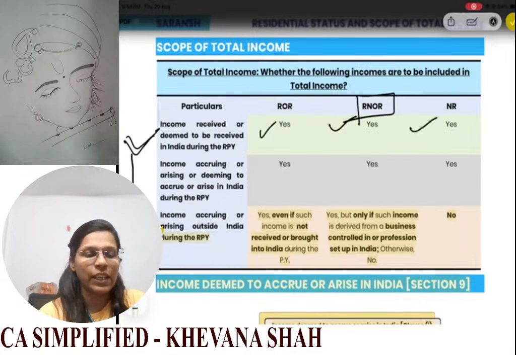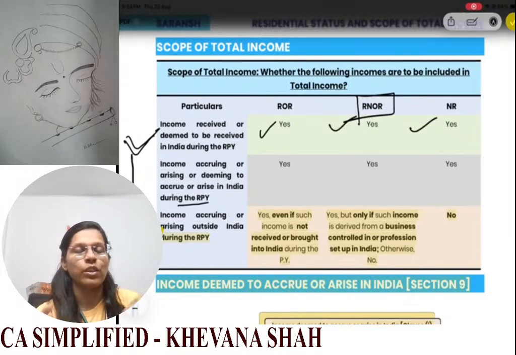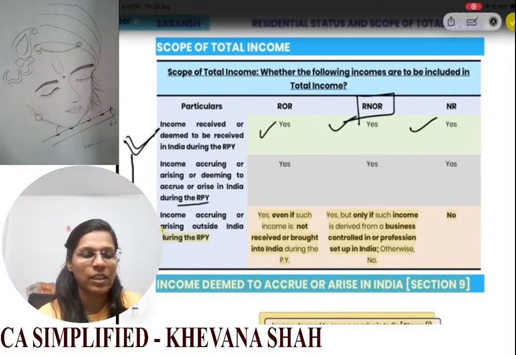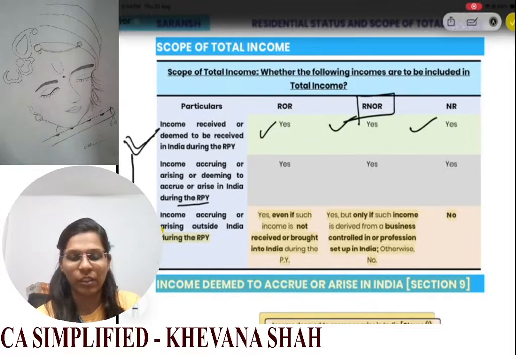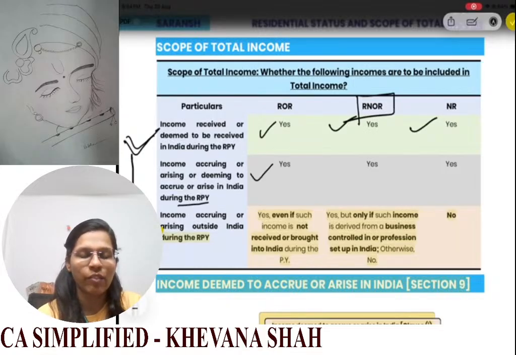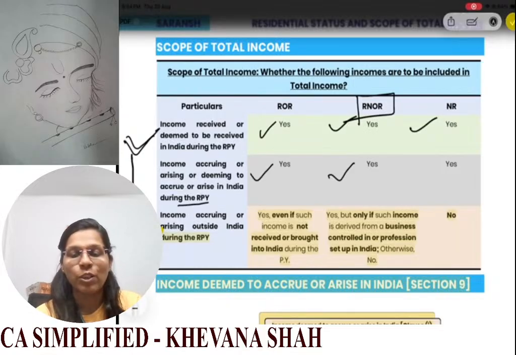Now, income accruing or arising or deeming to accrue or arise in India during the relevant previous year. So, income accruing or arising and deeming to accrue or arise. See, the first case was that of receipt. Now, here you have accrual and deemed accrual. So, again, that is included in the total income for all the three residential statuses.